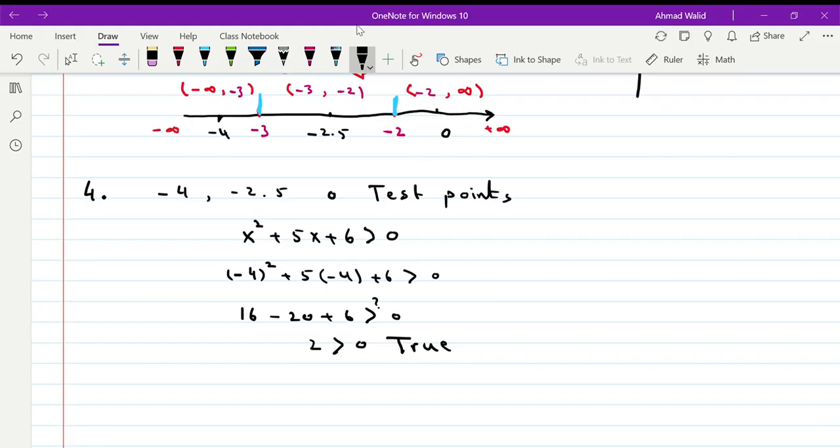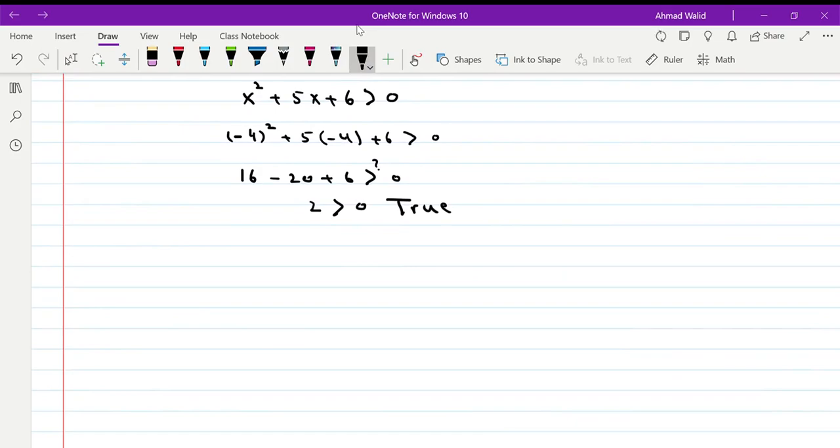Same way, I'll plug negative 2.5 into my inequality, and I'll plug another test point, which is 0, into my inequality. And I see if I end up with a true statement or a false statement. Correct? Now, in step 5, where is your solution? Your solution for the inequality is the true statement, the interval that satisfies your inequality.